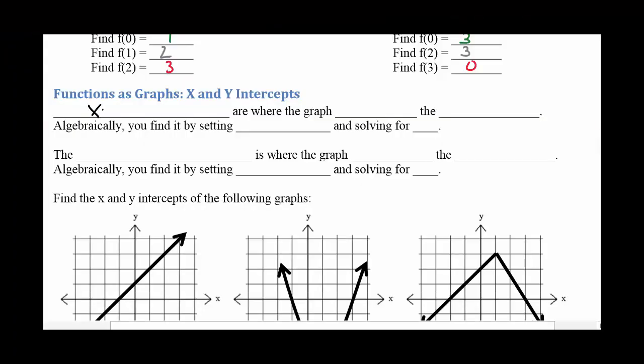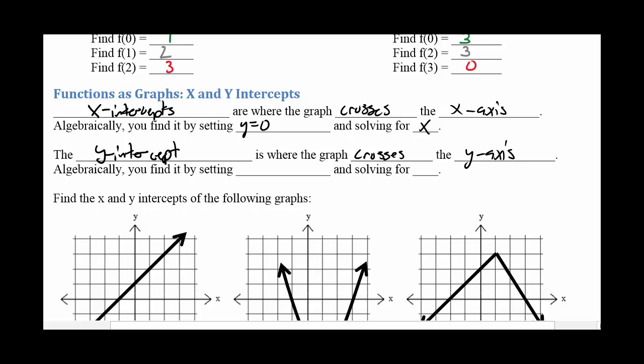Okay, x-intercepts are where the graph crosses the x-axis. Algebraically, we find this by setting y equal to 0 and solving for x. The y-intercept is where the graph crosses the y-axis. And algebraically, we get this one by setting x equal to 0 and solving for y.